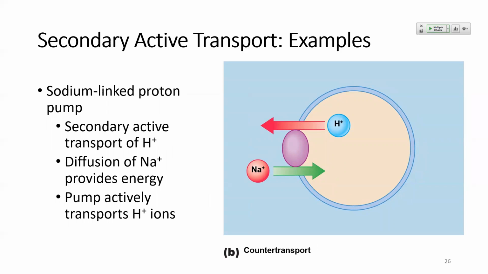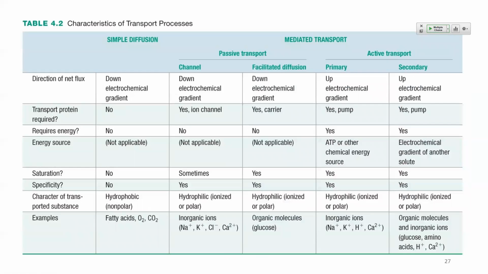Another type of example here is counter transport, and this is seen with the sodium-linked proton pump. So alternatively to the movement of ions in the same direction, we have the movement of ions in opposite directions here. It's still secondary, it's still active because it requires energy, but we have movement of molecules or ions in opposite directions. So we're still using that energy that sodium liberates, but we're moving protons or hydrogen ions in the opposite direction. Okay? And this is called counter transport, which is another example of secondary active transport.